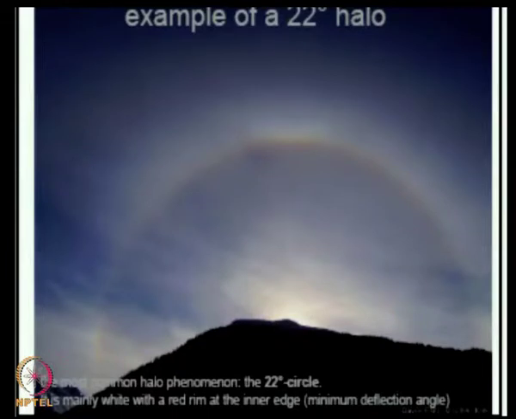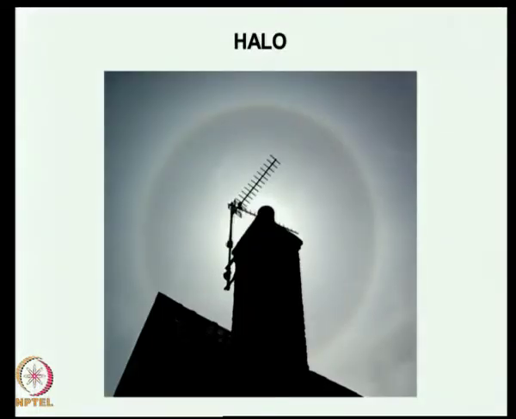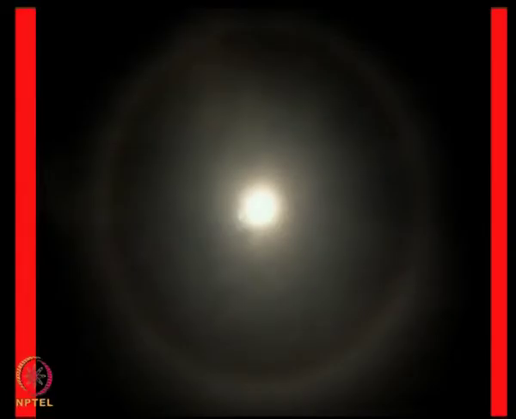Now, here is the example of a 22-degree halo, most common phenomenon that is observed. Due to ice crystals. Here is a halo observed behind a building, and this is caused by the moon. So, on a full moon night, if there are ice crystals in the sky between you and the moonlight, you will see a moon halo. Again, this angle is 22 degrees, this angle.